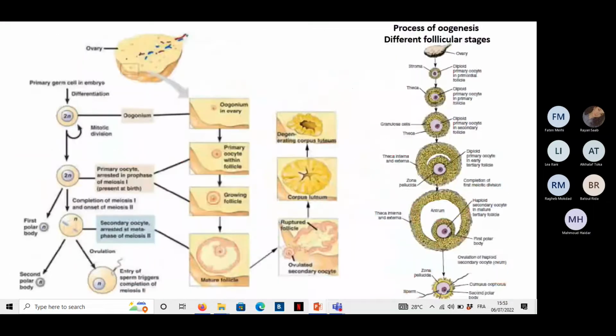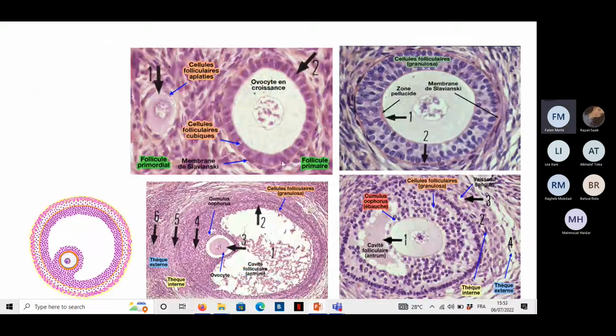Okay, in the primary follicle, we had one layer of granulosa cells surrounding the oocyte. In the secondary follicle, we will have more than one layer. So those granulosa cells that were here will divide to form more than one layer of granulosa cells surrounding the oocyte. And also, one of the modifications that will occur is that the connective tissue surrounding the follicle will be organized to form the theca folliculi around the oocyte.